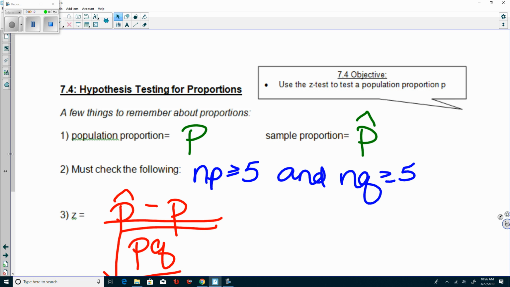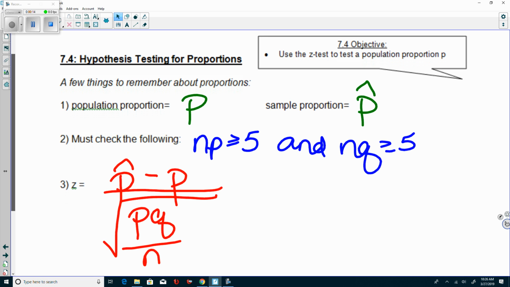Okay, so hypothesis testing for proportions. A few things to remember. The population proportion is P, just like the population mean is mu. The sample proportion is P hat. That's what you found from your data.